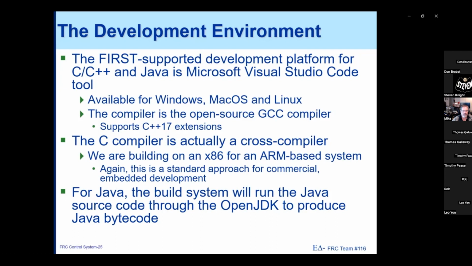In the case of Java, the build system will actually run the Java source code through the OpenJDK, or the Open Java Development Kit, to produce Java bytecode, which is then downloaded to the RoboRio when you tell it to deploy.